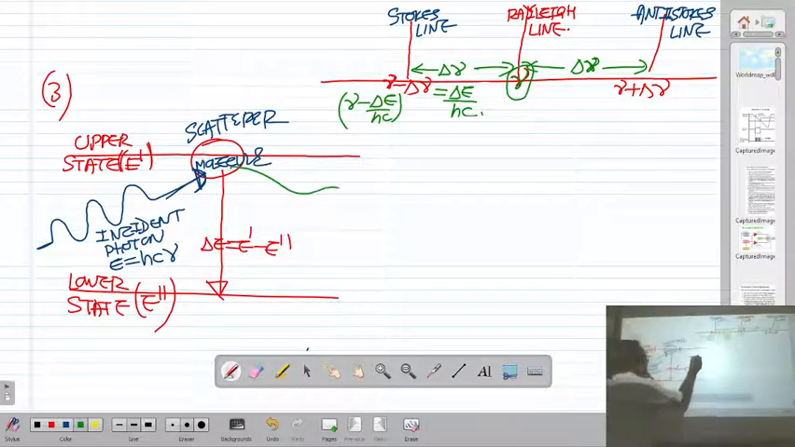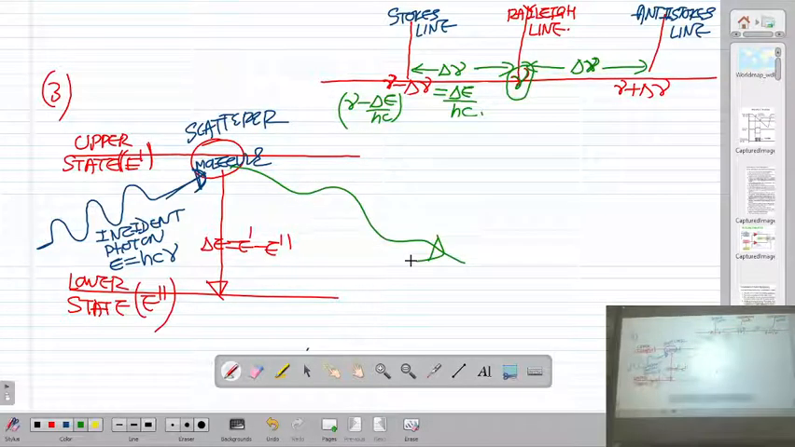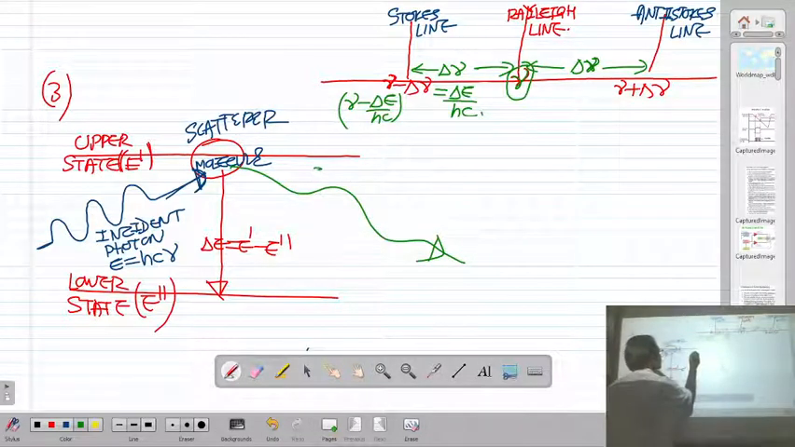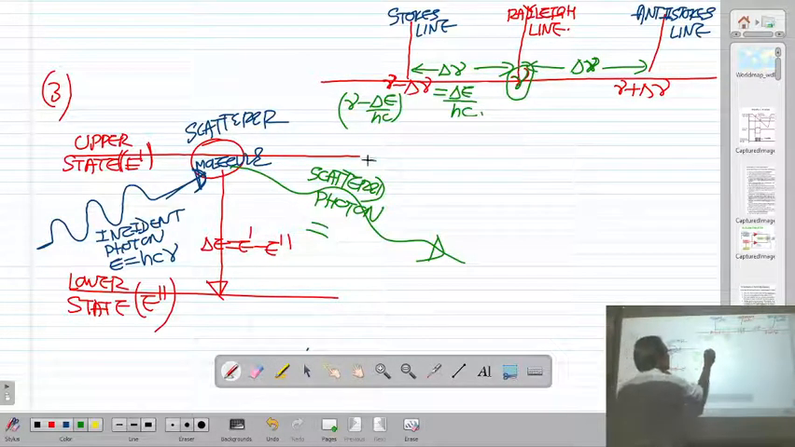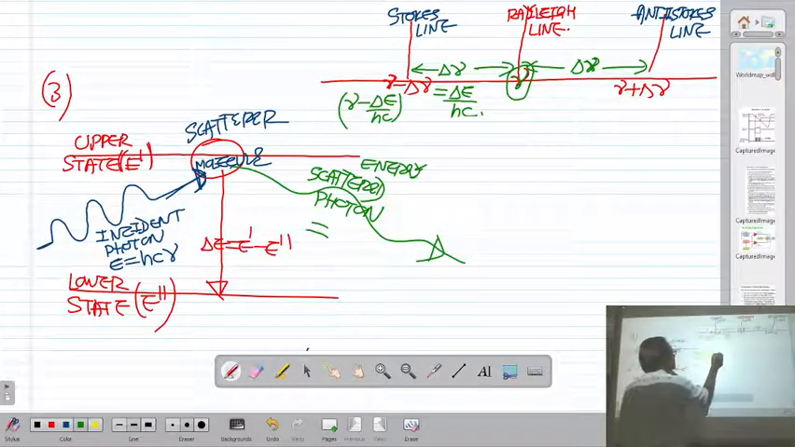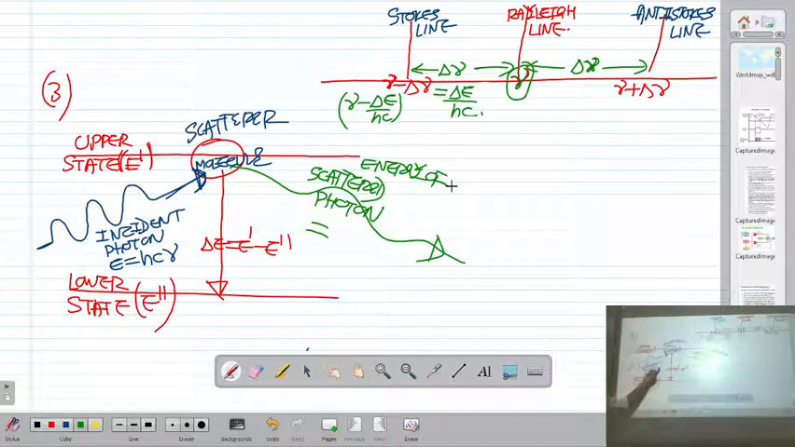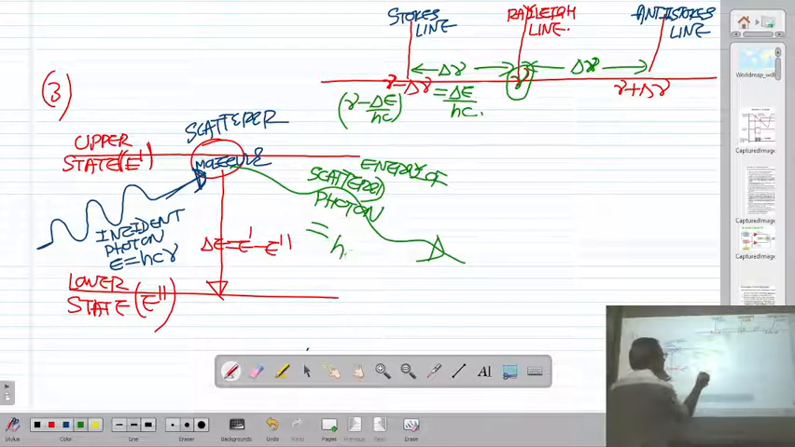After collision of the incident light photon with the scatterer molecule in the upper state E dash, the molecule comes back into the lower state E double dash. Delta E is the difference of energy between the upper state E dash and the lower state E double dash. The photon is scattered. Before collision, the energy of the incident photon was h nu.